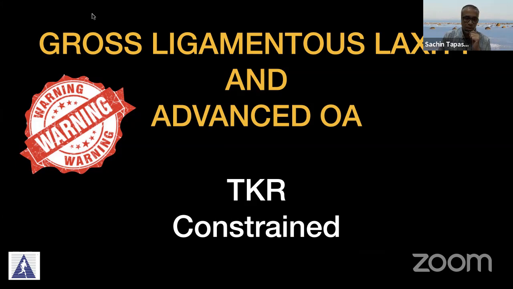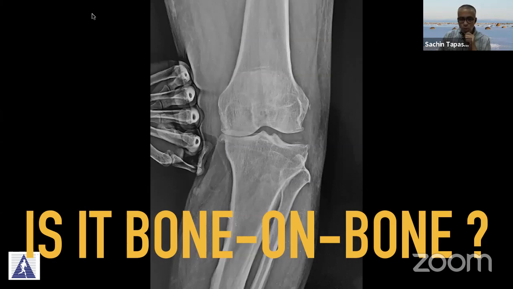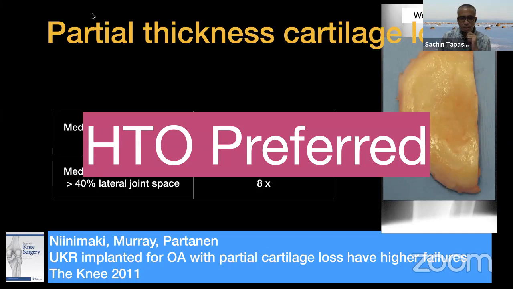So let's come back to this patient one more time. The next thing that you want to understand is, is the arthritis bone on bone? And why is it so important to understand whether it is bone on bone? Well, if it is not bone on bone and you end up doing a partial knee replacement, then you have a 6 to 8-fold higher risk of revision. So you should not be doing a partial knee replacement if there is no bone-on-bone disease. And the converse also holds true, that if you do an osteotomy for bone-on-bone disease, then you are less likely to have a complete resolution of symptoms, which is what we must understand.